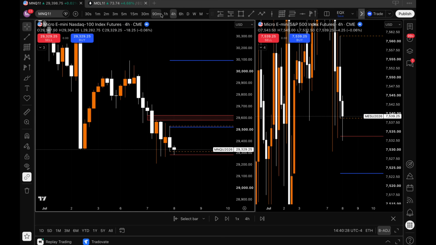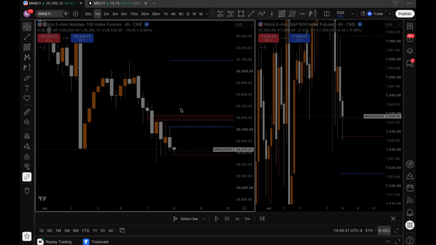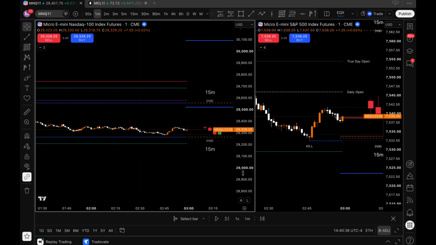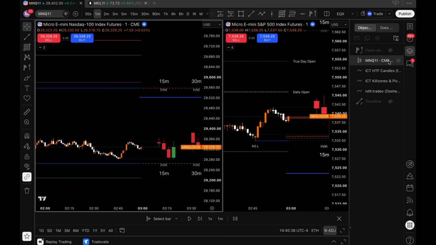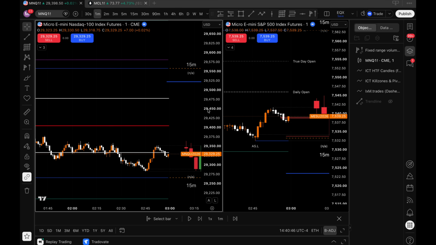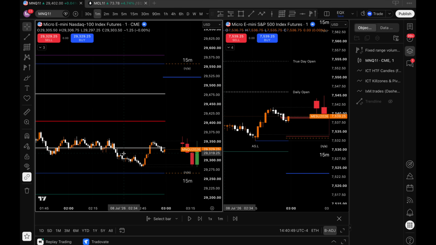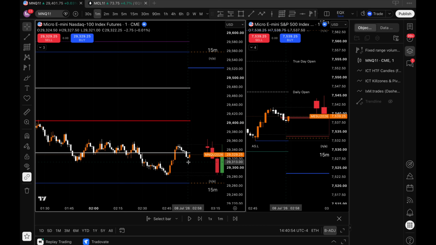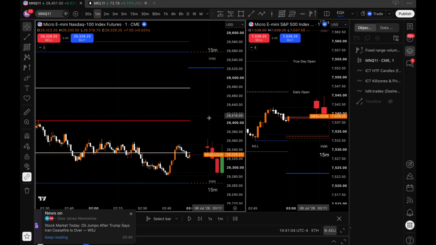Okay, so if we come back down to the 1-minute time frame and London opens, just going to draw my volume profile. Okay, so we can see that we've been trading below the fair value area of the market, and we're beginning to trade back inside the fair value of the market. This is the value area low. This is the point of control and the value area high.